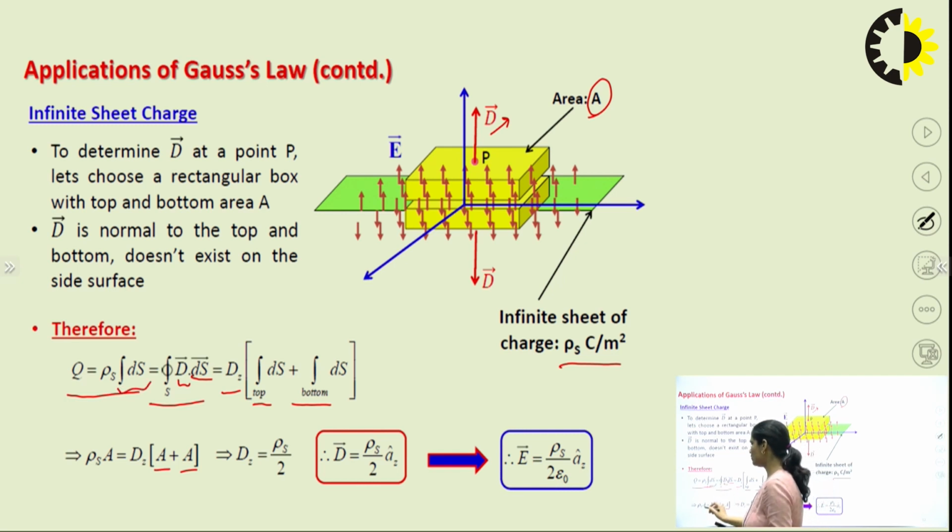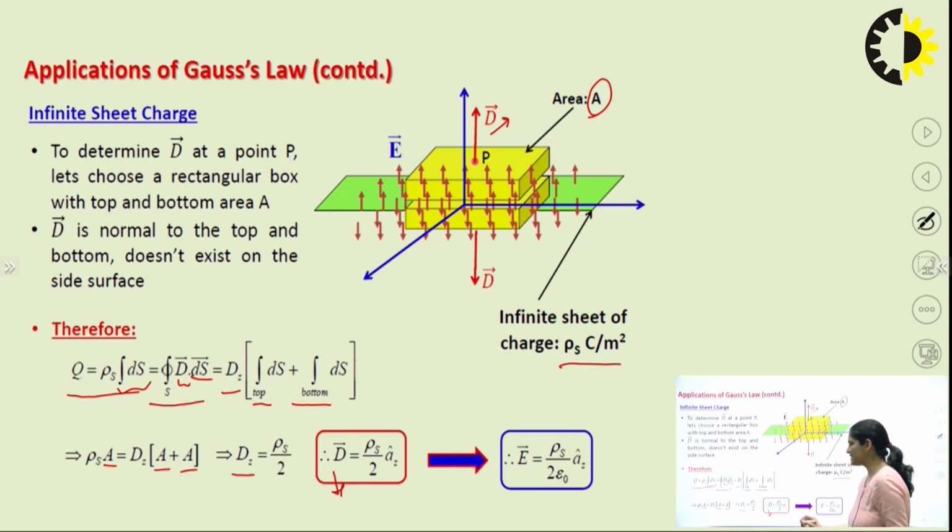And the enclosed charge is rho s times A. Now find D. D is equal to rho s upon 2. Here you can calculate the electric flux density, that is equal to rho s upon 2 unit vector of z. And if you want to find the electric field intensity, that is equal to rho s upon 2 epsilon naught unit vector of z.